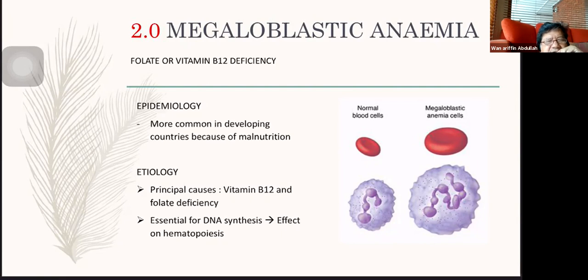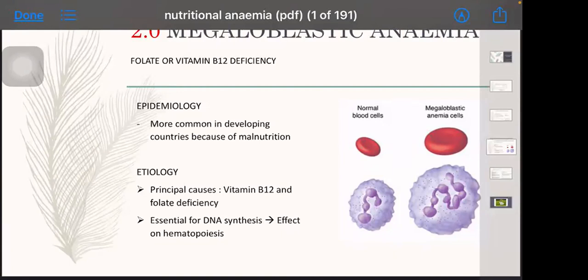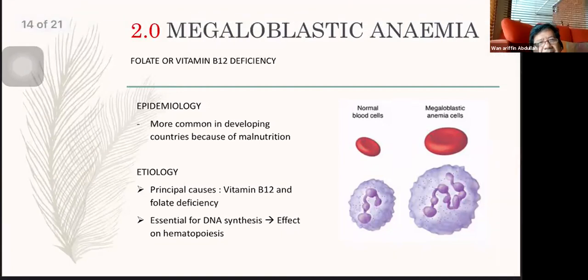In my 30 years of practice, maybe I have seen less than 10 patients with megaloblastic anemia, and very few with folate deficiency, more than B12, because the patient is on Bactrim, which is anti-folate, and some patients on goat's milk, which can cause folate deficiency. So for this subject you don't have to go into detail. You have 5 slides? Okay, I can go very fast.